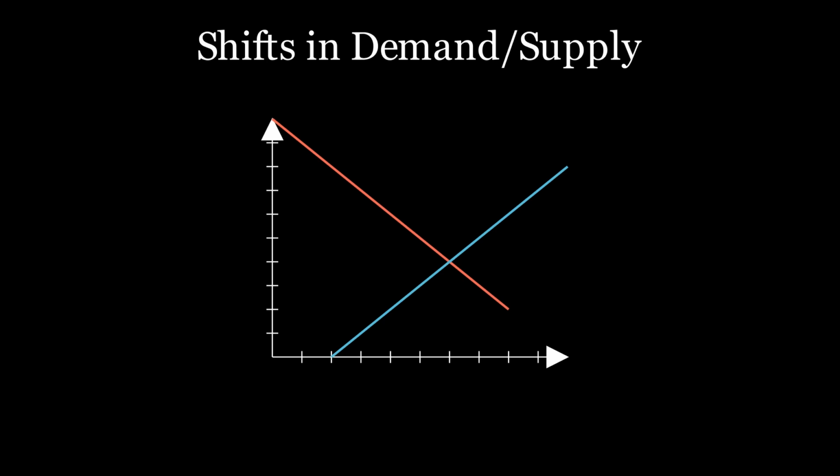On the other hand, if a natural disaster damages apple orchards, producers will be able to supply fewer apples at each price level, shifting the supply curve to the left, which indicates a decrease in supply.